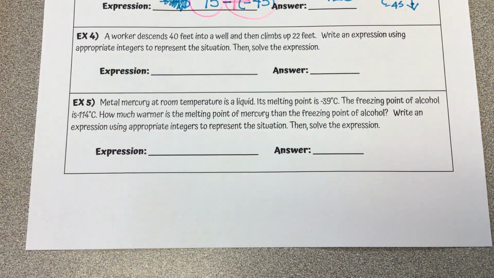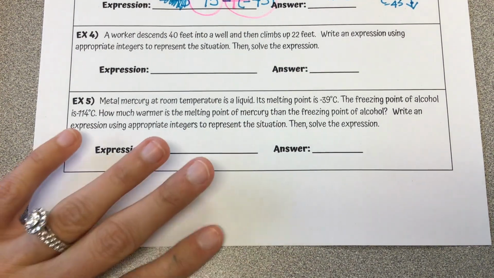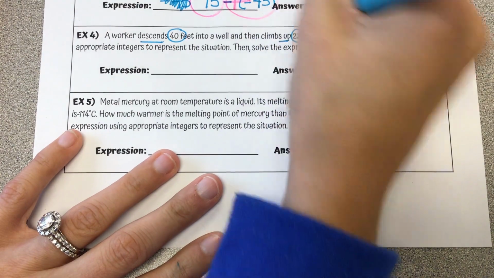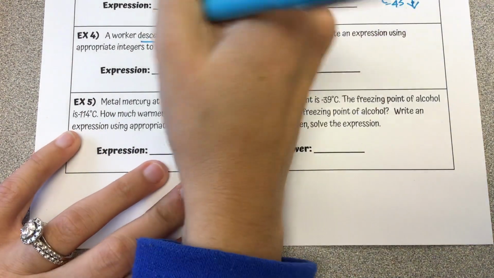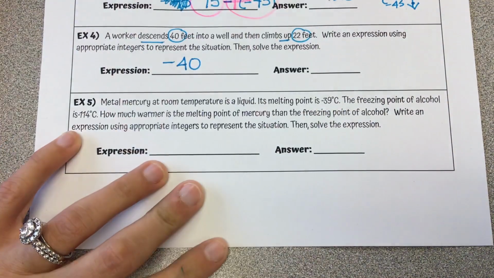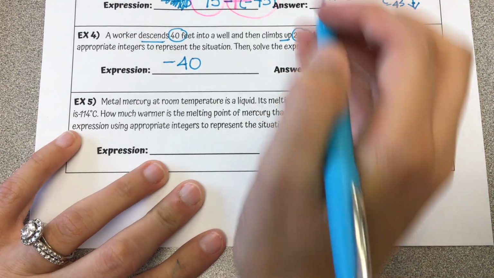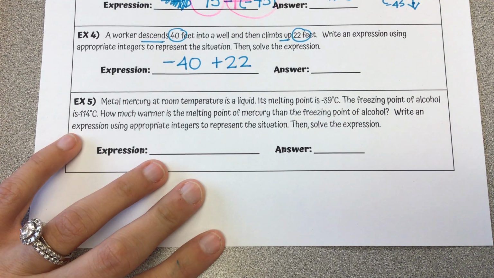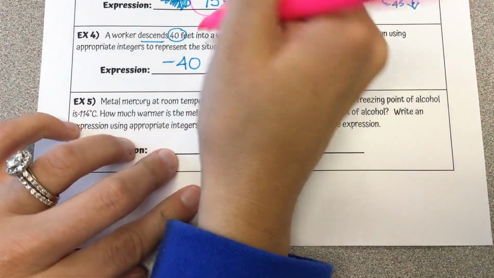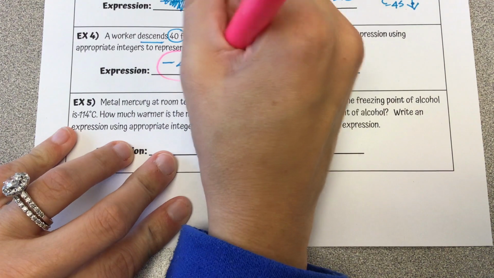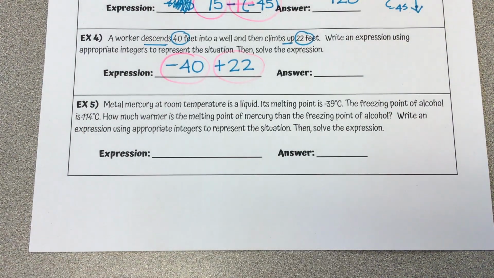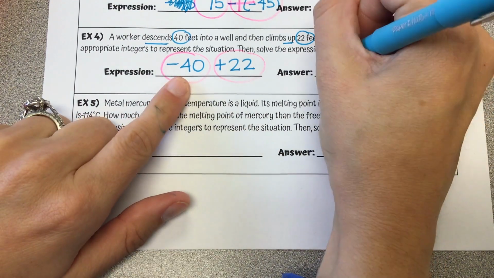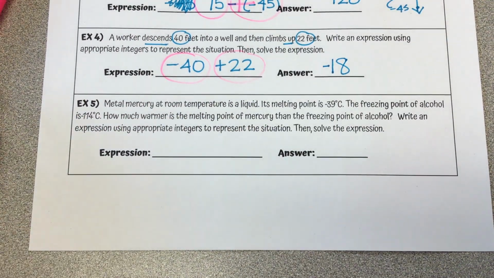Number 4, a worker descends 40 feet into a well and then climbs up 22 feet. So descends means we're going down in the negatives, and then he's going up 22 feet, so plus 22. So we've got a negative and a positive. We're going to find the difference, which is 18. There are more negatives, so it's negative. He's still underground.